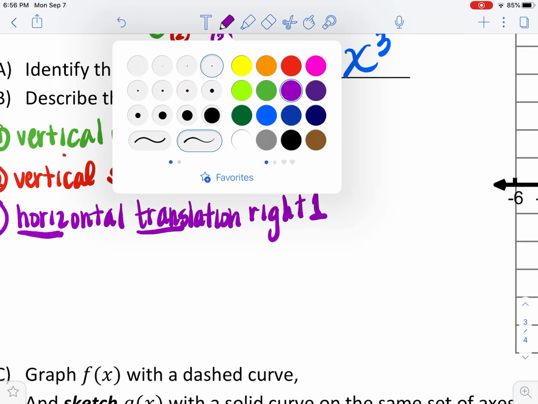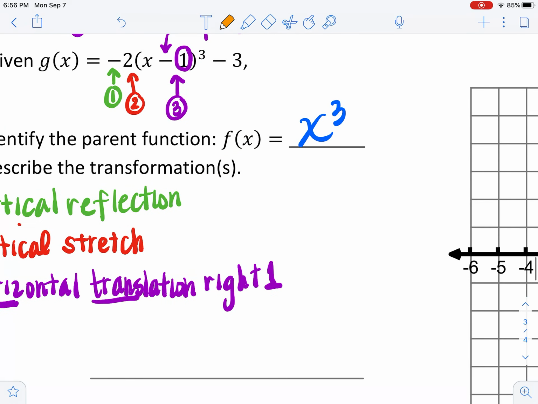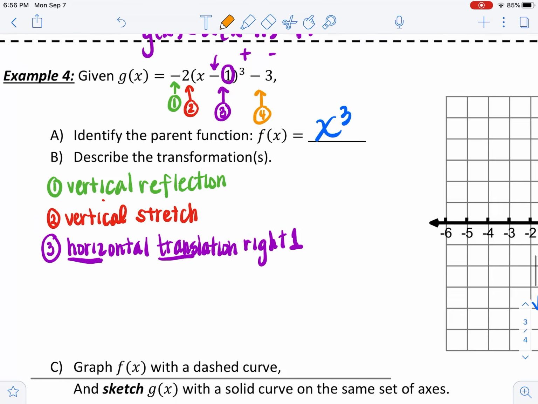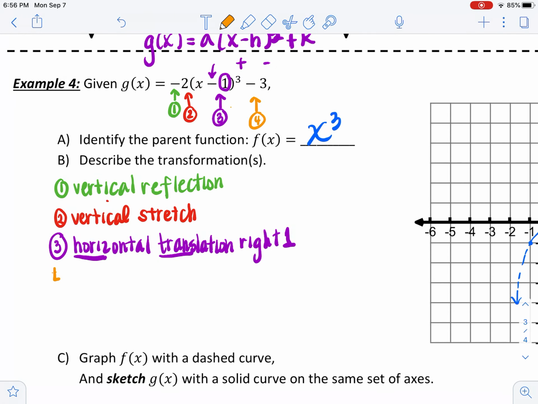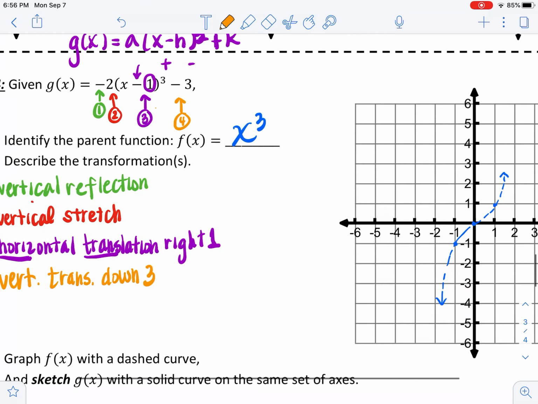All right, last one. I don't want to do blue. Let's do orange. Okay, this right here. Now, of course, that's going to move my graph down 3, but make sure you put first vertical. You can abbreviate vertical that way. Translation, you can abbreviate it that way, down 3.